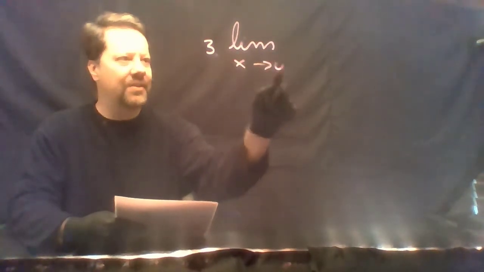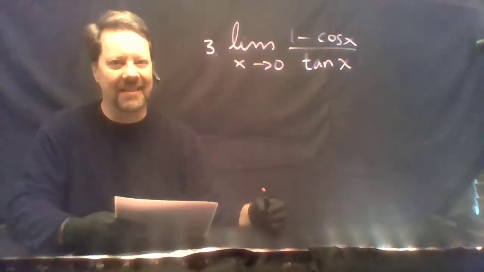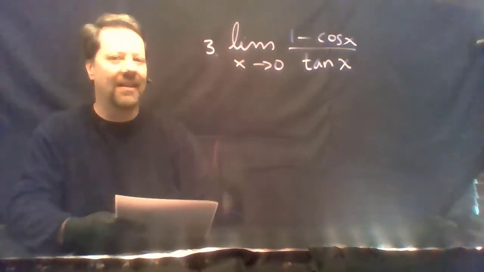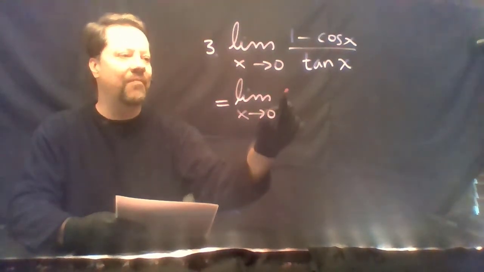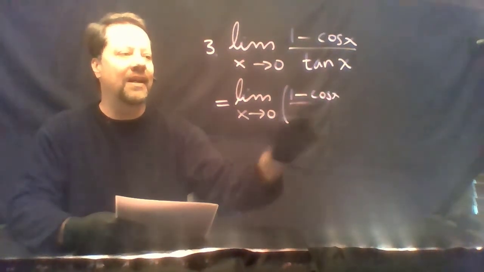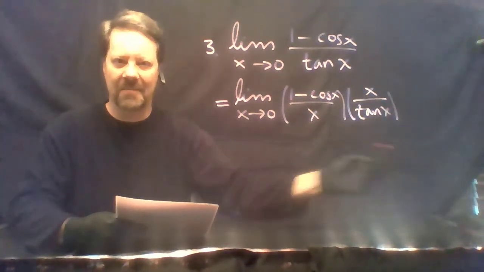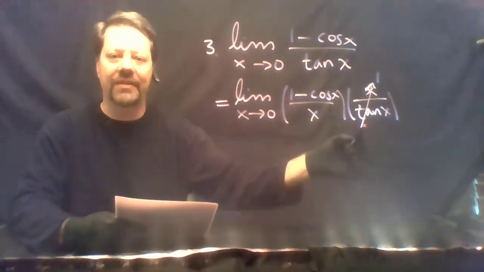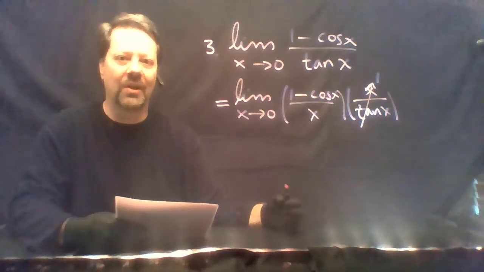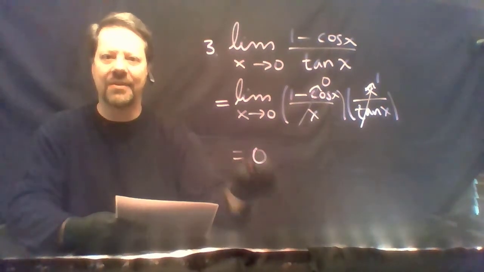On number 3, we have the limit as x goes to 0 of 1 minus cosine x over tangent of x. There are a number of ways of approaching this. I think an easy one is to do the following. We'll take the limit as x goes to 0 of 1 minus cosine x over x times x over tan x. From the work that we've done earlier in this section, we know that x over tan x, and in particular tan x over x, tends to 1, whereas 1 minus cosine x over x tends to 0. So the answer is 0.